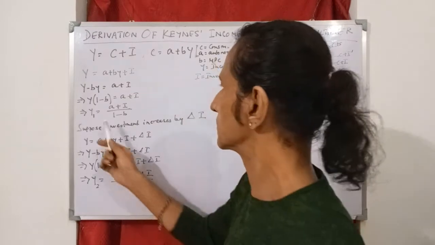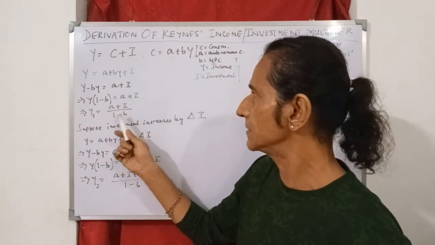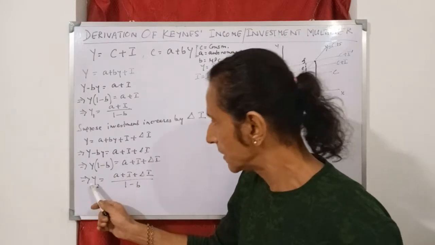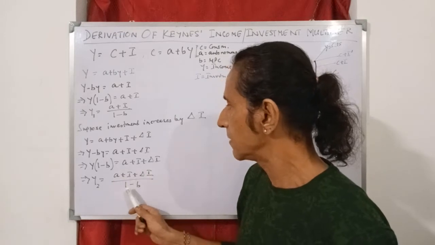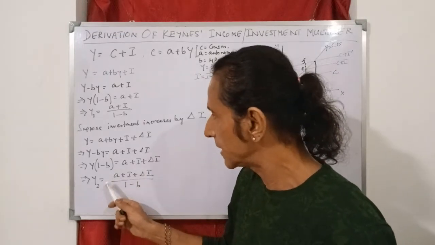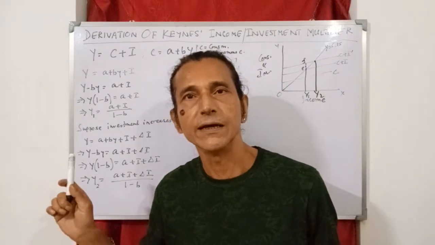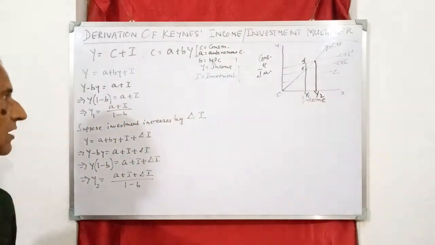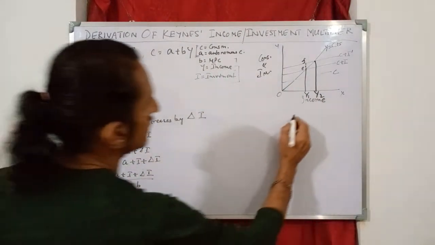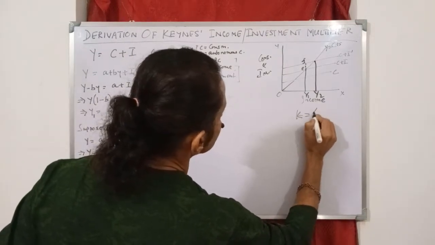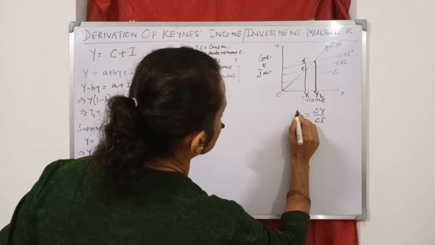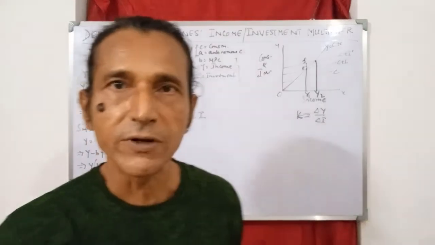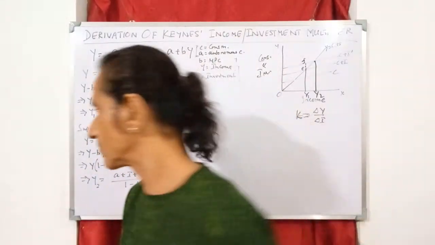So in year 1, income is A plus I divided by 1 minus B, and in year 2, national income is A plus I plus delta I by 1 minus B. The aggregate income has changed due to increase in investment, that is due to fresh investment. Now we have to find out delta Y, because K equals to delta Y by delta I. So we have to find out the delta Y. To find out delta Y, we have to deduct Y1 from Y2.